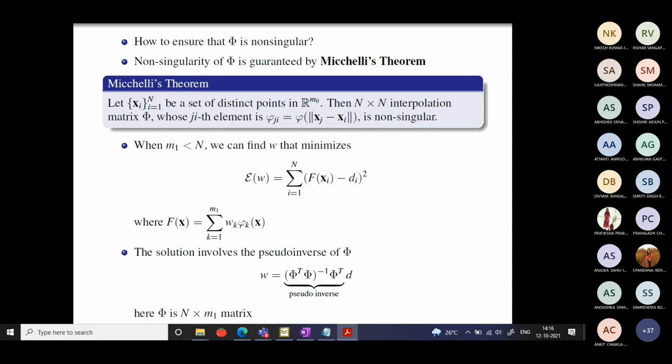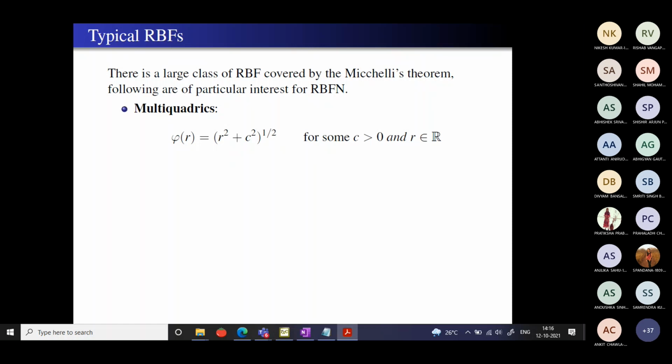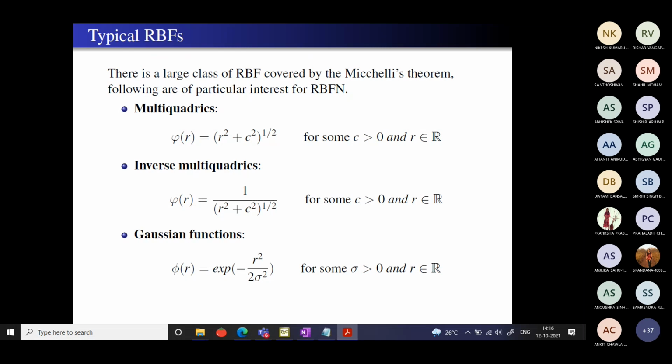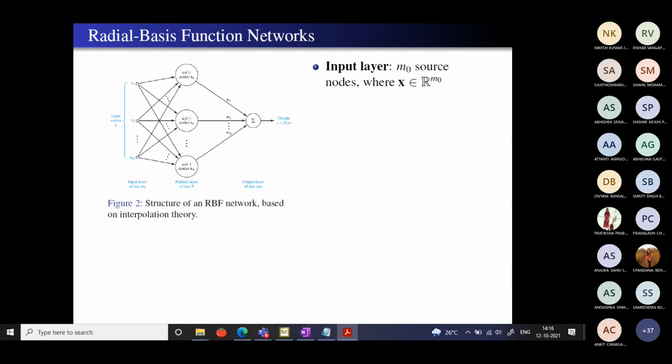Now there are certain typical RBFs, which I also described: multiquadrics, inverse multiquadrics, and Gaussian. For most of this particular module, we'll be talking about the Gaussian function as the radial basis function. And now we'll come to this.